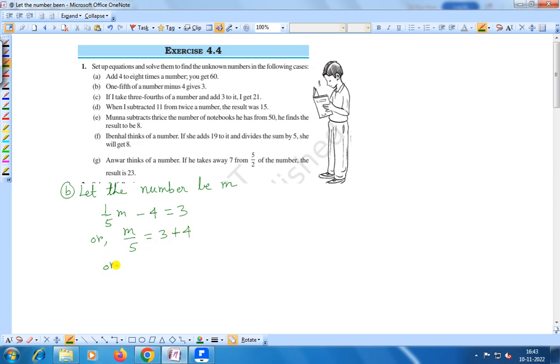Or m by 5 is equal to 3 plus 4, which is 7. Or m is equal to 5 into 7. Or you can write m is equal to 35, which is the required solution of the equation. Now, question number C.